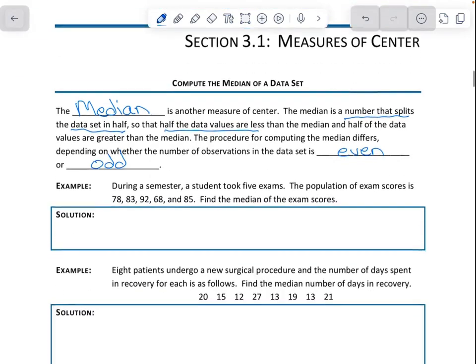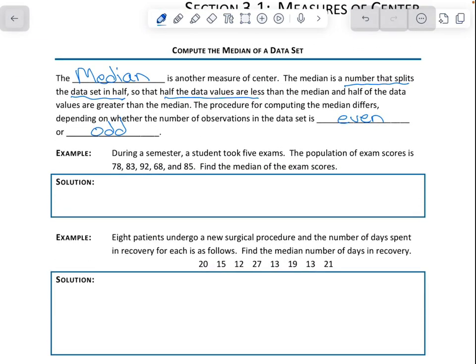So let's do a couple of examples. Let's use that beginning example of those grades. And the first thing we do when we're trying to find a median is to write them in order. So the smallest one would be 68. Then we have 78, 83, 85, and 92. Now, since we have 5 pieces of data, we're going to go in an equal number on each side, and that would leave our median as 83.